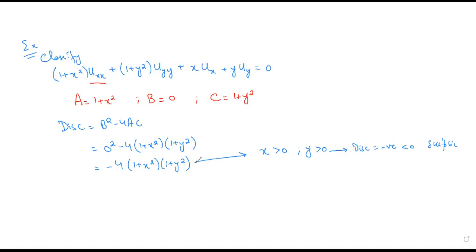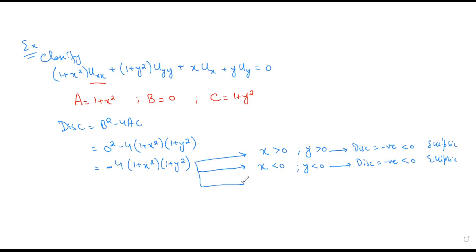Let's suppose in another case, x is negative and y is also negative. In this case, again, the discriminant is negative, since you have x square. The negative sign vanishes, and the result is positive for 1 plus x square and positive for 1 plus y square. But the minus sign in front will lead to a negative value. So this is also less than 0. The equation is elliptic for this one.